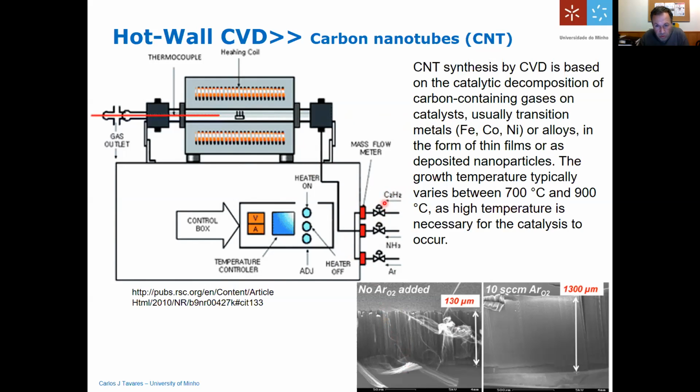You really need to control the flow of these gases. For example, if you don't introduce any argon, you get disordered nanotubes, and they do not grow very tall. But if you put in a little bit of argon, which is only 10 standard cubic centimeters per minute, or 10 milliliters per minute, then you can grow more uniform carbon nanotubes, and much taller. Okay, so this is a nice example of using a CVD hot wall reactor to produce carbon nanotubes.